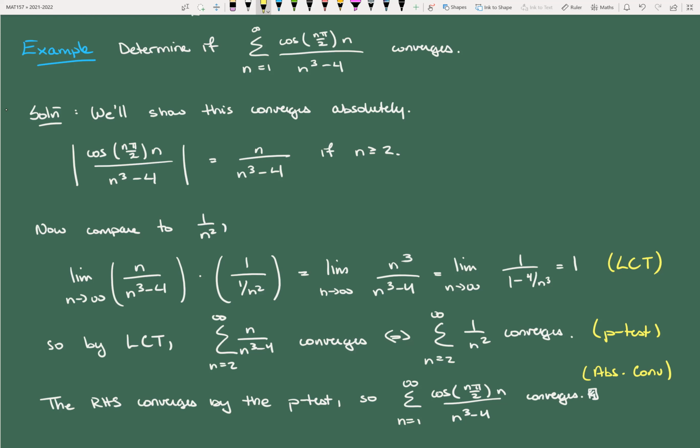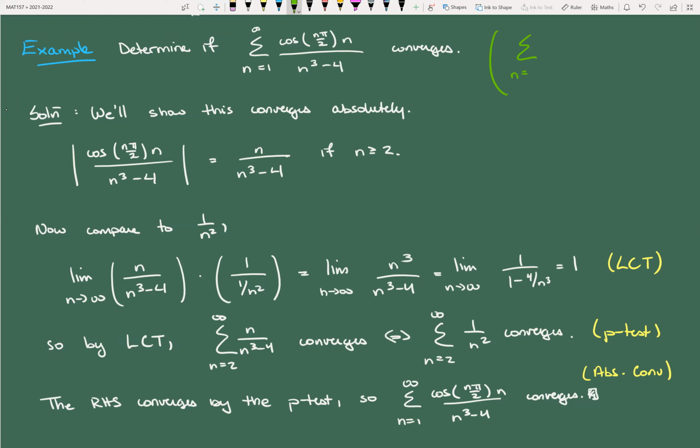I haven't thrown away the zero terms in doing this. I could have, and if I had rewritten this series as an alternating series, then I probably would have been okay. Cosine is one at even multiples of pi and negative one at odd multiples. I just took the original series, but if you really wanted to, you could rewrite it. I start at n equals one, but n equals one gives zero, so I'm not worried about that.